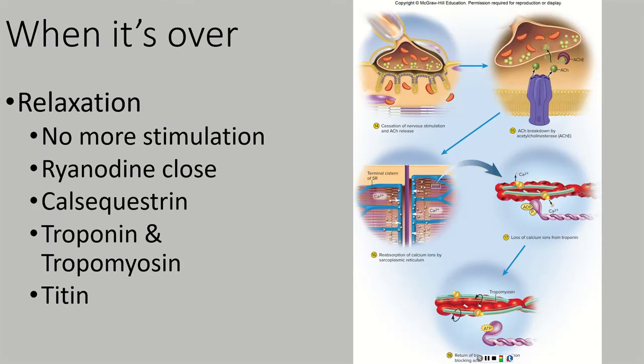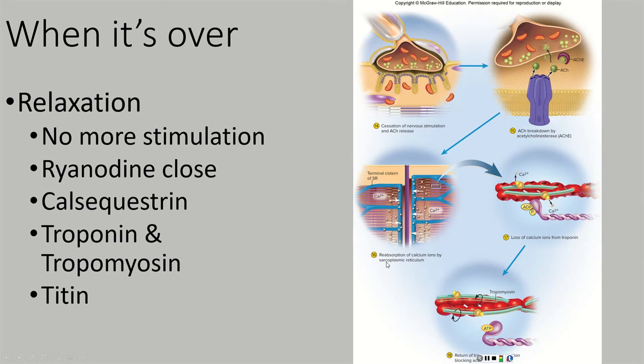But what about when we need the muscle to relax again? Well, once we're done contracting a muscle, we stop stimulating it. We stop sending action potentials. So if there's no more action potentials traveling along the sarcolemma, there's no more action potentials traveling down the T-tubule. That causes those ryanodine receptors to close. That means calcium stops coming out of the sarcoplasmic reticulum. But there's still calcium in the sarcoplasm. There's still calcium inside the muscle cell.